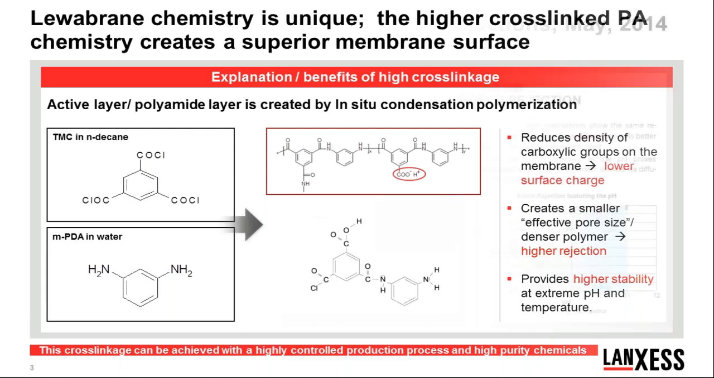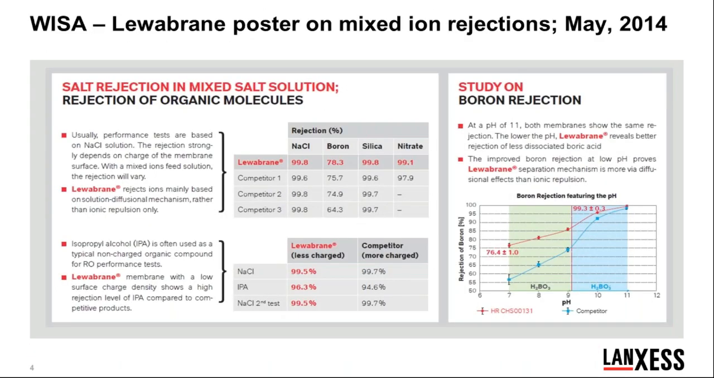This is an attempt to explain a little bit of the differentiation in the chemistry. This is a paper that we presented in South Africa. It's a couple years old now, but the data in it is quite interesting. If you look at data sheets for RO membranes, what you always see is standard tests conducted with sodium chloride, usually at 2000 ppm, Hydranautics at 1500 ppm.